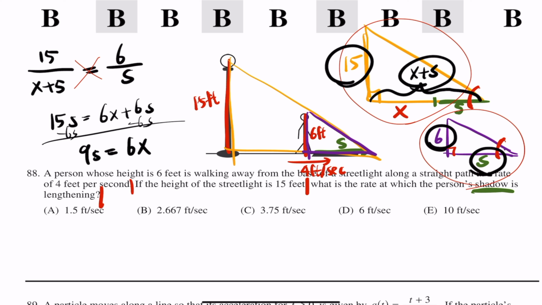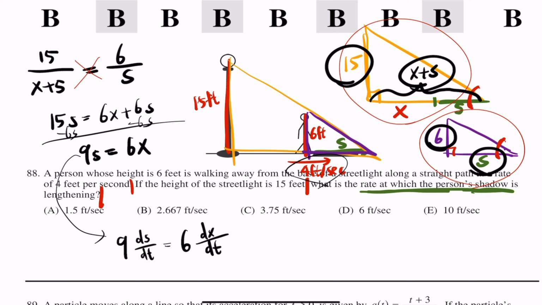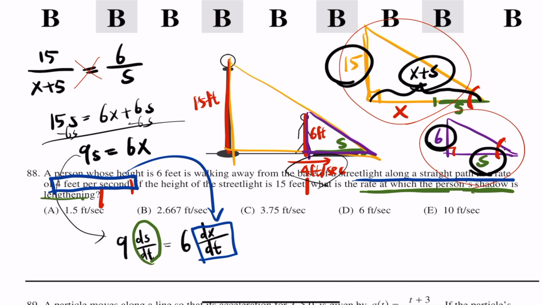Once I have that, now I'm going to take the derivative because we're talking about the rate here. When you take the derivative, that'll be 9 ds over dt is equal to 6 dx over dt, right? What the question wants is the rate at which the person's shadow is lengthening, aka ds over dt, which means I need to know what dx over dt is. Do I? Absolutely. That is the moving along a straight path at a rate of 4 feet per second. That's what dx over dt would be, right?